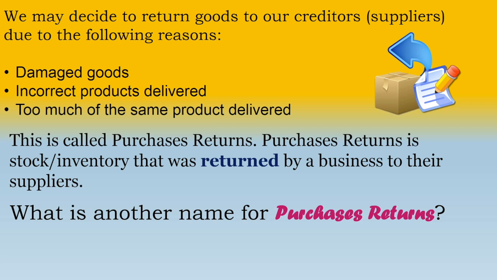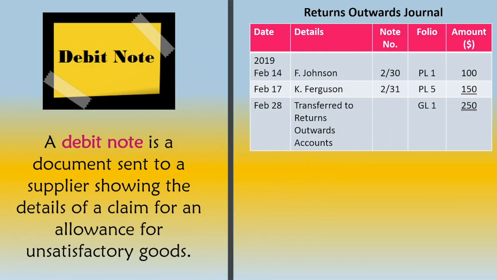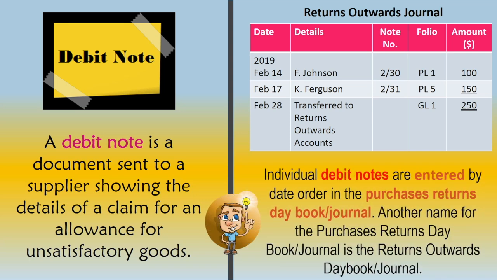Now, let's make sure you're paying attention. What's another name for purchases returns? Awesome job, students. Purchases returns is also known as returns outwards. A debit note is a document sent to a supplier showing the details of a claim for an allowance for unsatisfactory goods. We would organize all of our individual debit notes in the Purchases Returns Daybook, or we call it the Purchases Returns Journal.